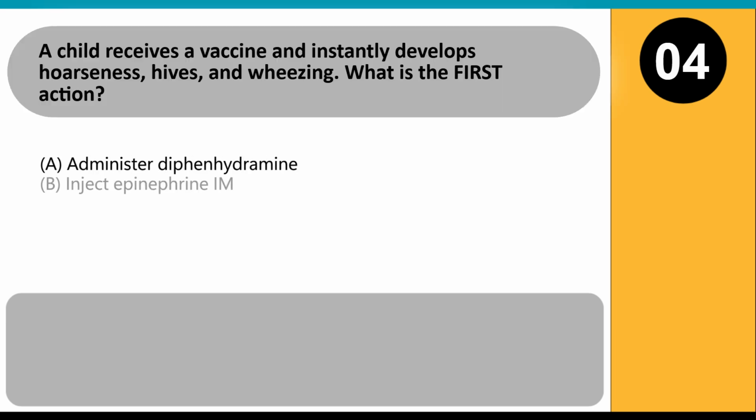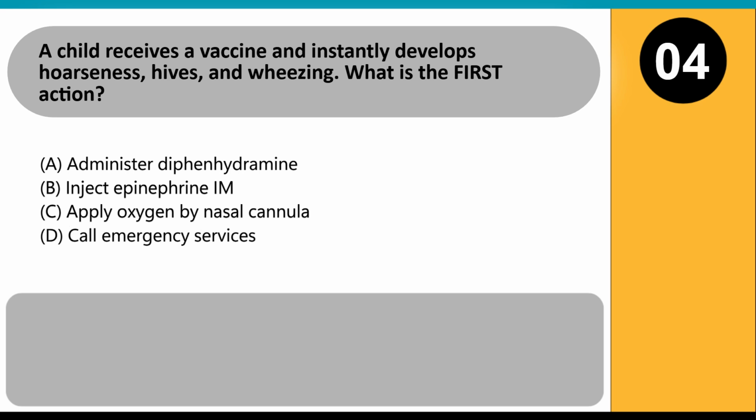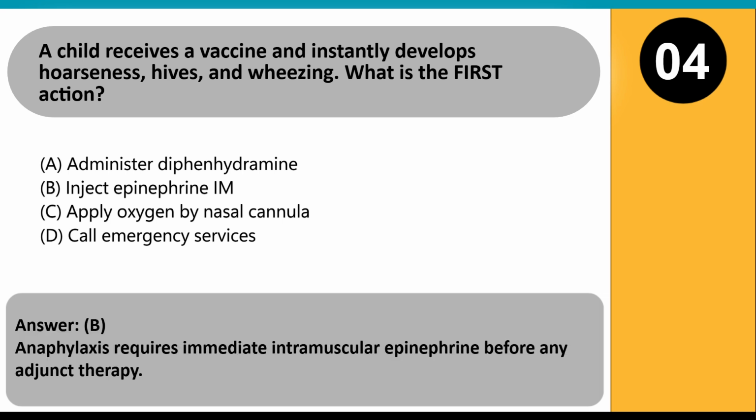A child receives a vaccine and instantly develops hoarseness, hives, and wheezing. What is the first action? A. Administer diphenhydramine. B. Inject epinephrine IM. C. Apply oxygen by nasal cannula. D. Call emergency services. Answer: B. Anaphylaxis requires immediate intramuscular epinephrine before any adjunct therapy.